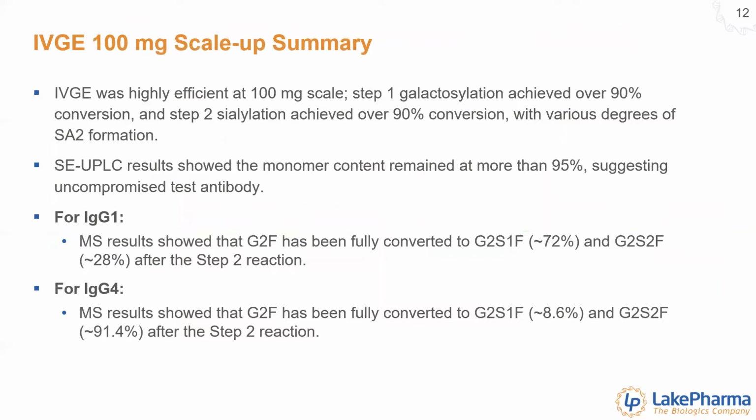The step 1 reaction achieved over 90% conversion rate, and step 2 sialylation achieved over 90% conversion rate. But there are different degrees of S2 formation. We see some samples with 1 sialic acid added, and others we see 2 sialic acids added. The HPLC results show that the samples do not experience aggregation during the IVGE process.